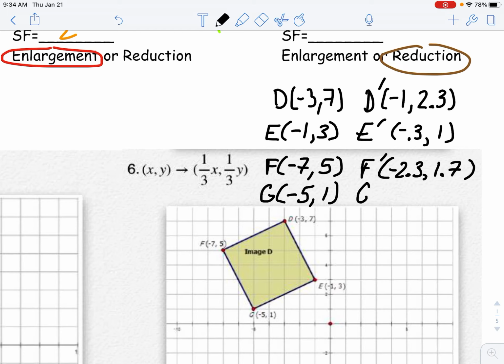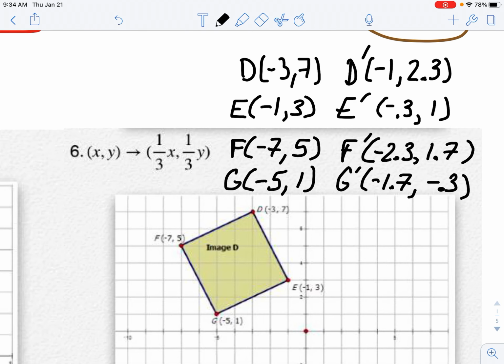I mean, look at money. Money uses decimals. You guys have to be used to using decimals. And that's going to give me -1.7, -0.3. Quirky, but sometimes we just got to deal with it. So let's carefully plot each point, -1, 2.3. I mean, I'm kind of guesstimating a little bit. That's where D prime will land.